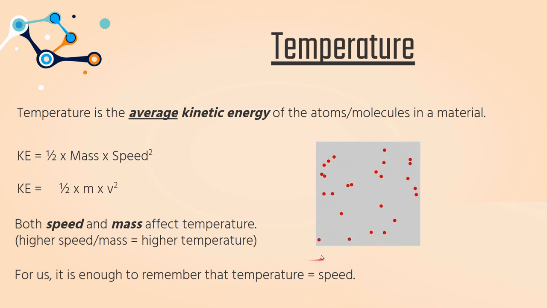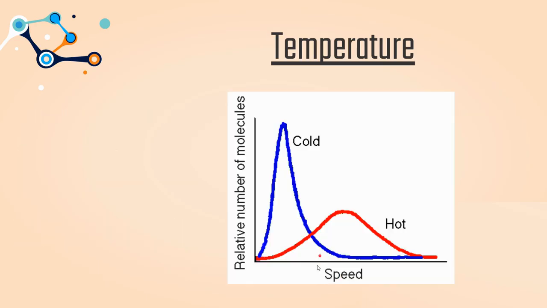Now, one thing I want you to note is that not all of these particles move at the same speed. You'll find that in a cold material, some particles move at relatively low speeds, but technically a few will move at much higher speeds over here on the graph. In a hot material, some particles will move at relatively high speeds right over here, but there will still be some particles that move at low speeds as well.